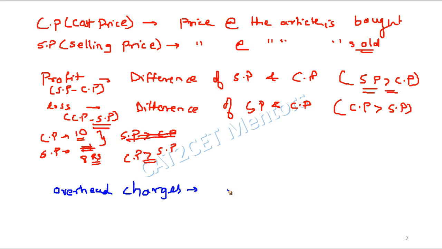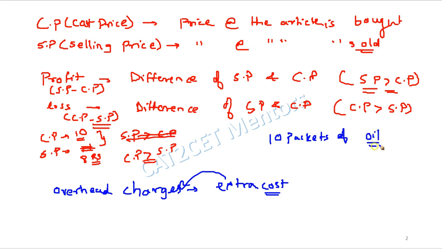Now if an individual has to spend some money on the transportation or extra etc., the extra cost that is incurred is termed as overhead charges. Suppose I am ordering 10 packets of oil. Now if the shipment is heavy, there will be labor cost involved for moving the oil packets from the godown to our tempo and from tempo to the shop. So these are the overhead or transportation or extra costs which I am going to add in the transaction, or these are the extra charges that are going to get added in our cost price while solving the questions.